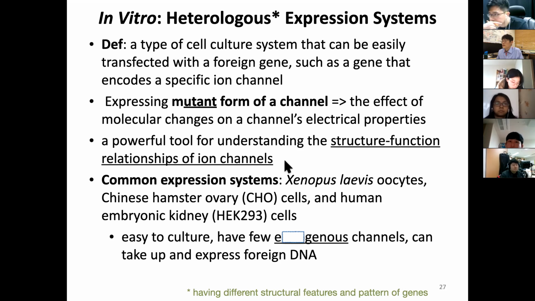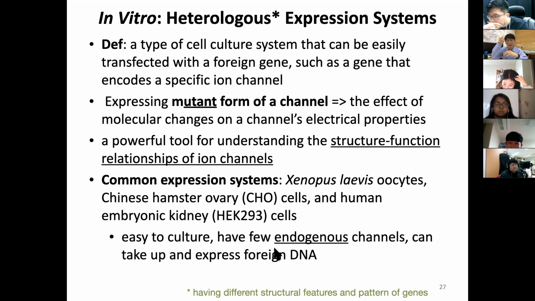This heterologous system uses a different type of cells, such as CHO cells and HEK cells. And these cells are easy to culture, and we are studying some specific channel. These cells do not have many inherent channels themselves. That's a good thing. So that's few endogenous channels. It's clean cells, and they take up and express foreign DNA.